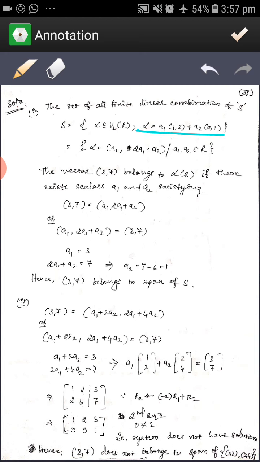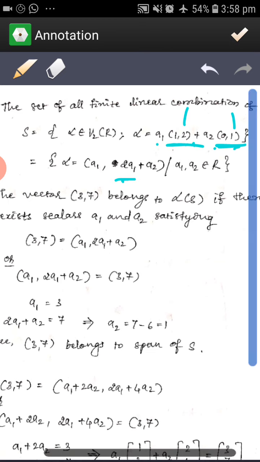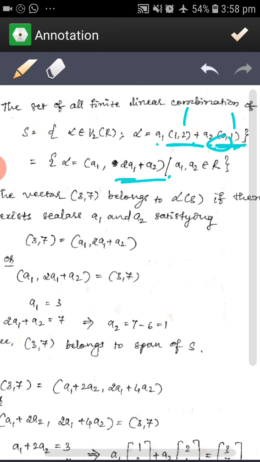If you see this term here, a1 in the first term: if there are two vectors, a1 is multiplied by 1 and 2, so a1 will come, but in the second vector the first entry is 0, so only a1 will remain. But if you take the second term, 2 times a1 gives 2a1, and here it is 1 times a2, so this is 2a1 plus a2. Because of the 0, the first term will be only a1.